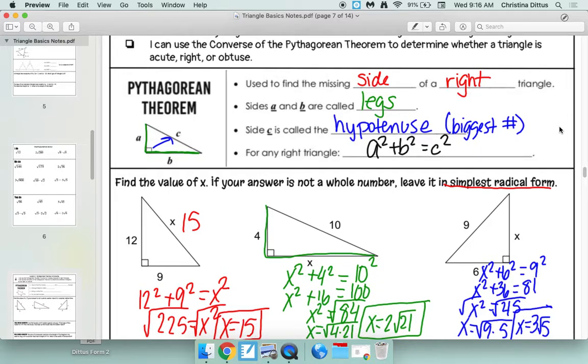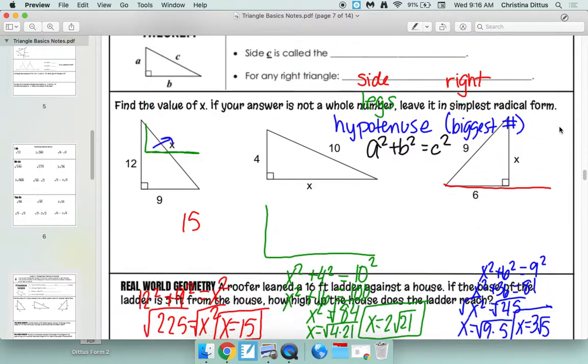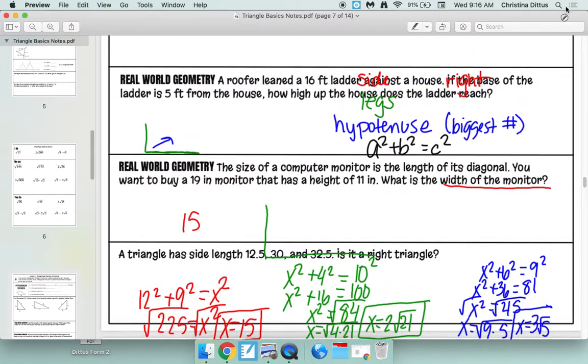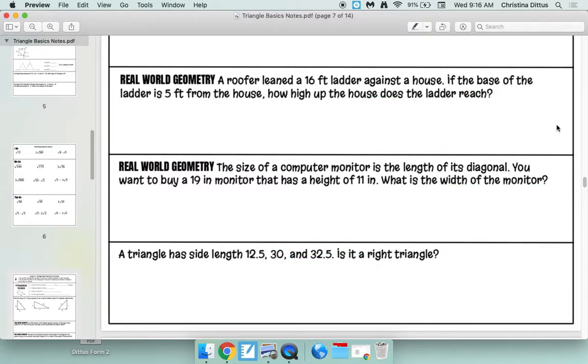Okay. Like I said, the real world stuff, we're just going to straight up throw into our calculators when it comes to finding side lengths. Alright. We got a roofer that has a 16-foot ladder, leans it against a house. If the base of the ladder is 5 feet from the house, how high up the house does the ladder reach? Triangle. If my ladder is getting leaned up against the house, that 16 is going to be my hypotenuse.